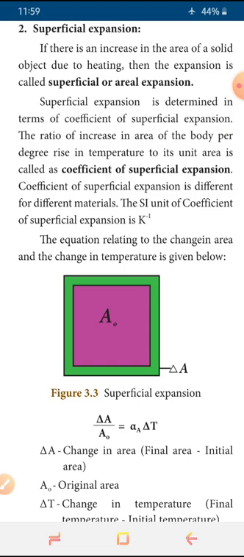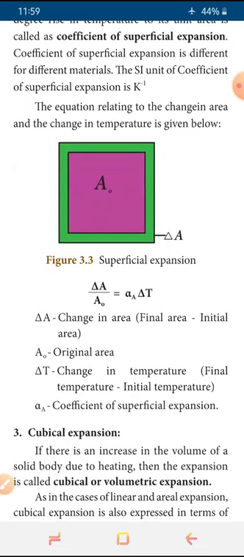It can be explained with the formula delta A divided by A naught is equal to alpha A into delta T. See this figure: the object has its actual area, we heat it, and it expands a little bit. The difference between the previous and the present area is taken as delta A, the change in area, and A naught is the original area, and delta T is the change in temperature, that is, initial room temperature versus final temperature. Alpha A is called the coefficient of superficial expansion.